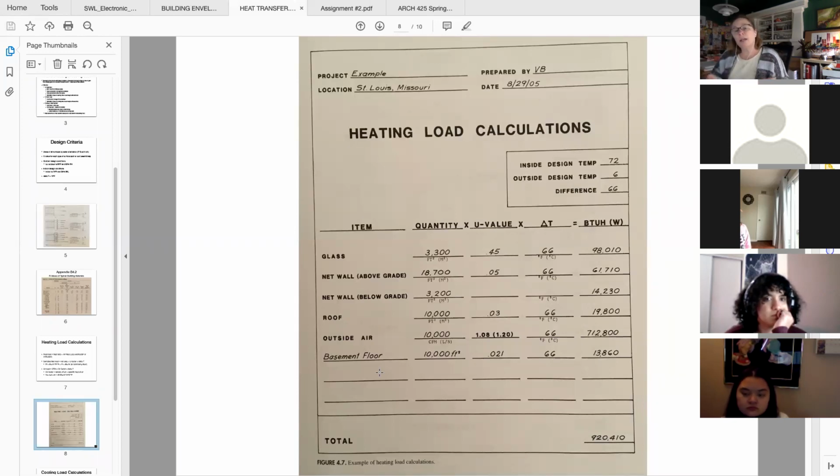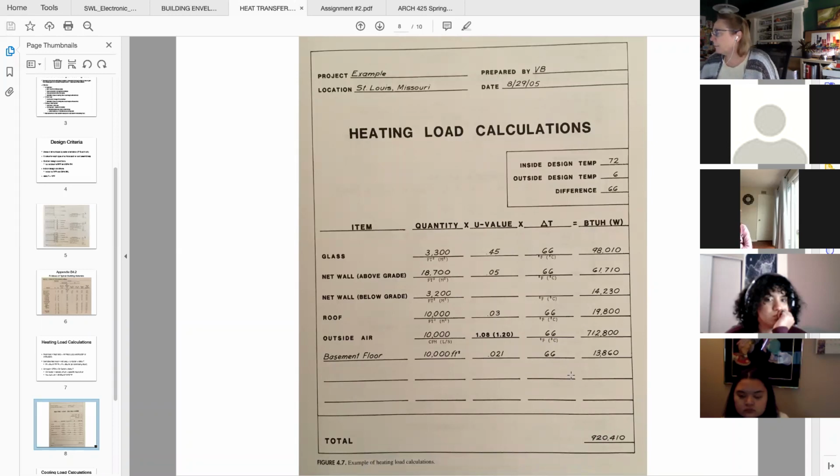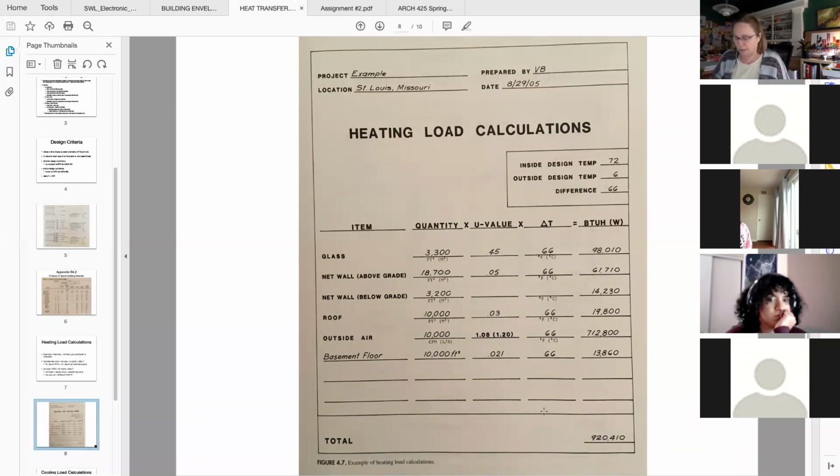If you don't have slab on grade and you have a crawl space or an unconditioned basement, what you would be calculating is the transfer from the interior through that built up flooring to the airspace down below. And in that case, you have to look at what your air temperature would be in the airspace, not necessarily your exterior temperature. And then basically you add them all up and that is your load. 920,410 BTUs per hour. Does anyone remember how many BTUs are in a ton?